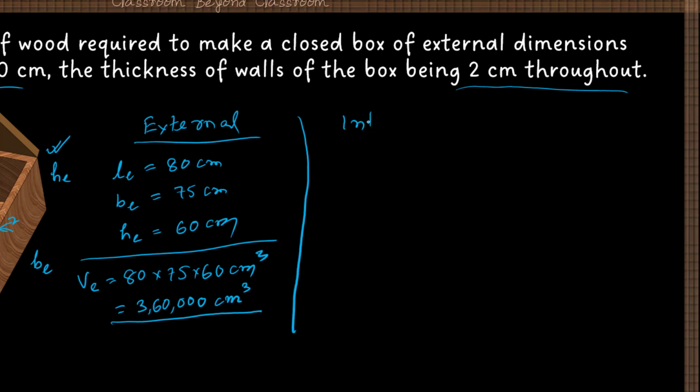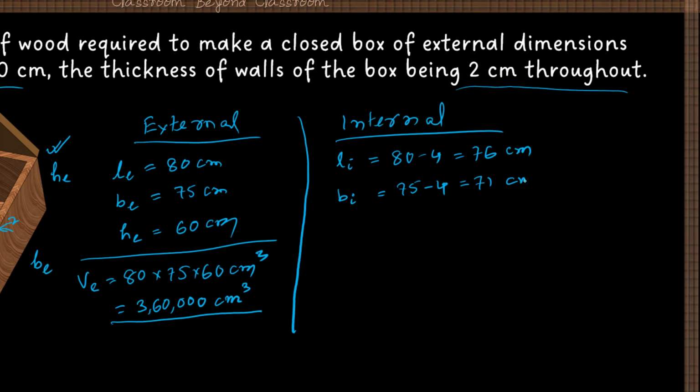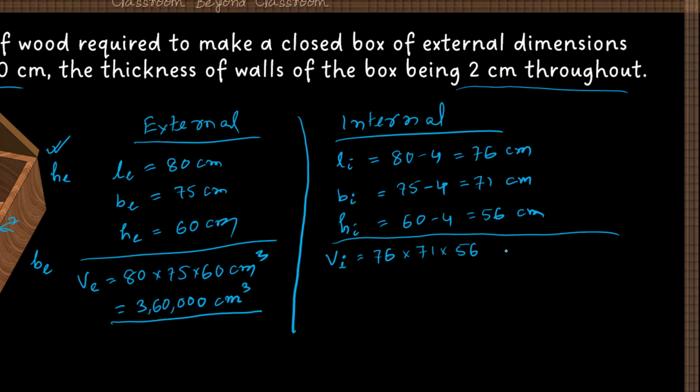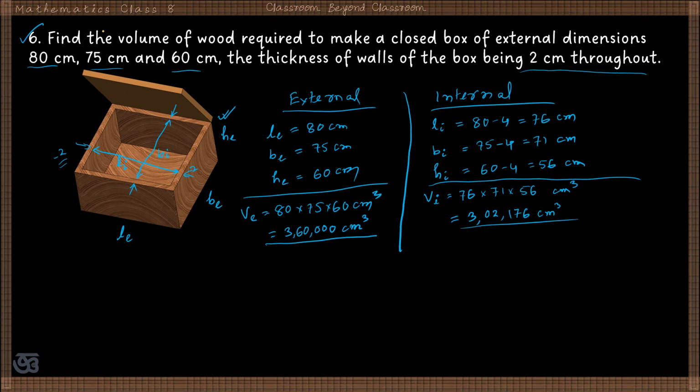Now we'll consider the internal volume, and for that we have to consider the internal dimensions. Li, internal length, is equal to 80 minus 4, and this is equal to 76 cm, and internal breadth equal to 75 minus 4 is equal to 71 cm. Internal height is also equal to 60 minus 4, and this is equal to 56 cm. So internal volume Vi is equal to 76 multiplied by 71 multiplied by 56 cm³, 3,02,176.